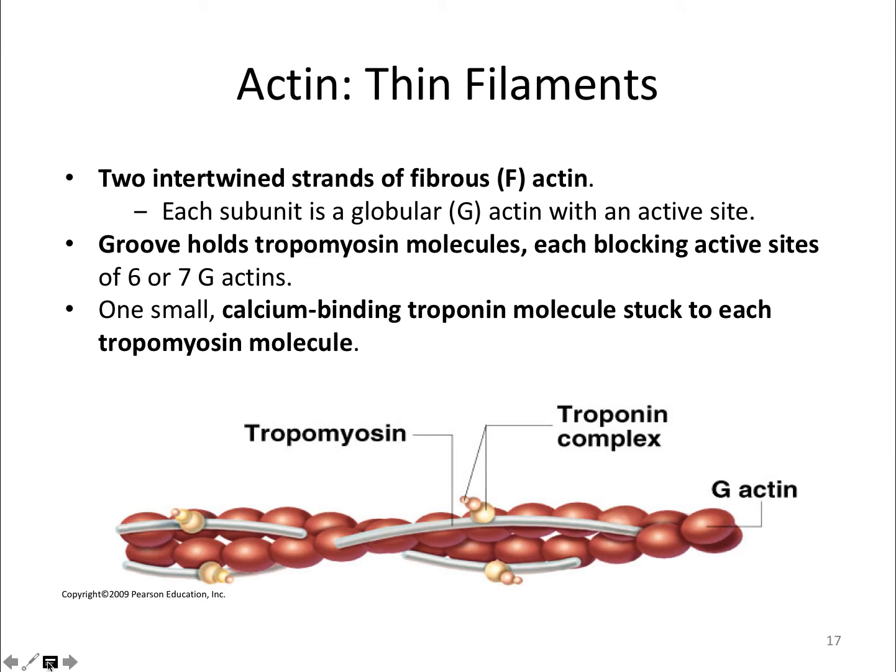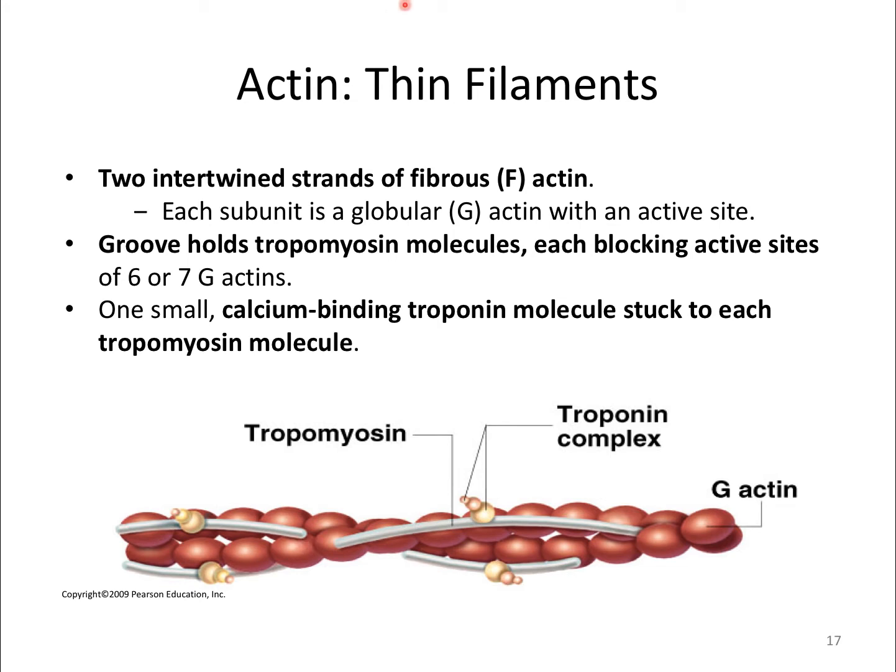Okay, so 2 intertwined actin filaments. We've got actin subunits here in red. So this is 1 globular actin unit. A row of globular G-actin makes up 1 F-actin, which is the name for this rope of G-actin, and then 2 F-actins intertwined to form the full thin filament. Each of these red globular G-actins contains an active site.